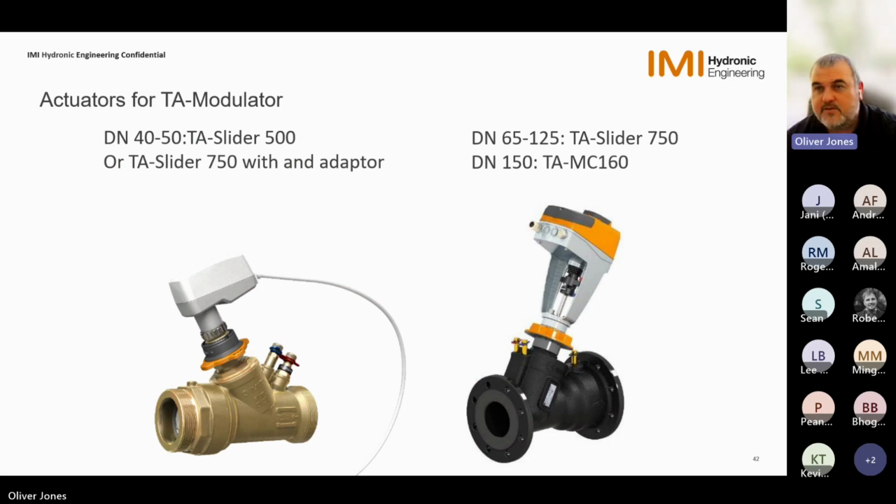Again, our actuators for both versions of the TA modulator are our TA-Slider 500 or the 750 with the adapter, and for the 65 to the 125, our TA-Slider 750 up to our 1600. Please excuse the MC 160, that shouldn't be there anymore.